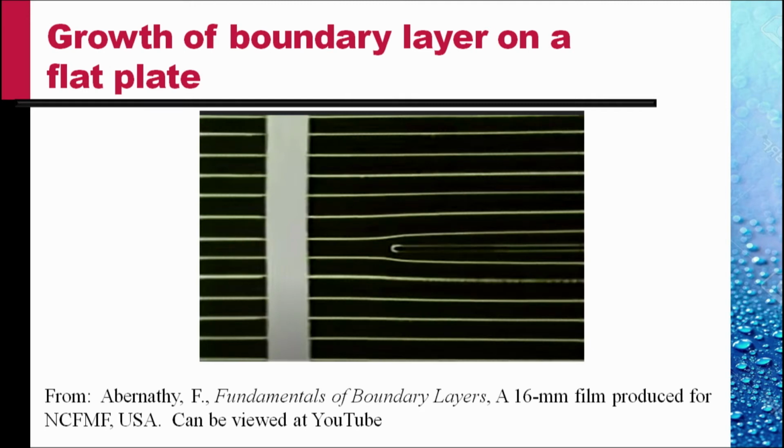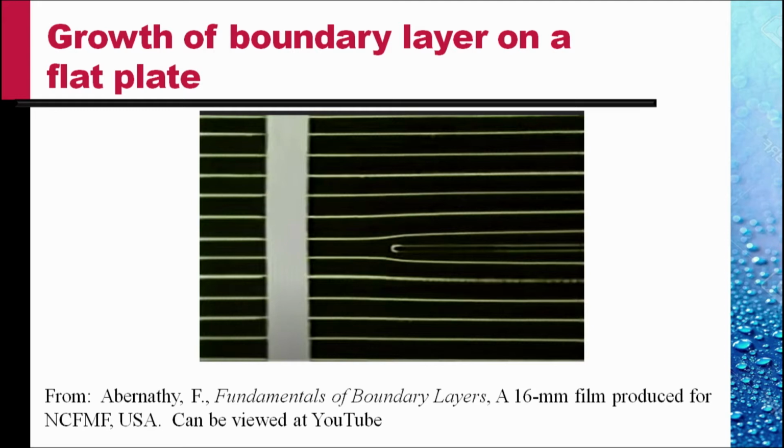This is a series of shots from the movie Fundamentals of Boundary Layer by Abernathy, that was produced in 1962 for the National Committee for Fluid Mechanics Films, that can be viewed on YouTube. It shows the development of boundary layer on a flat plate. The flow visualization is done in a water tunnel where hydrogen bubbles are produced by passing current through an electrode held perpendicular to the flow.